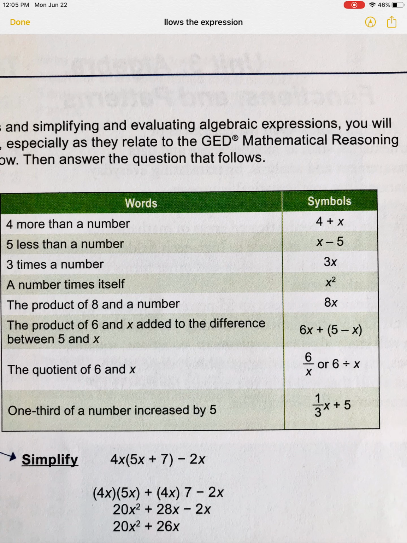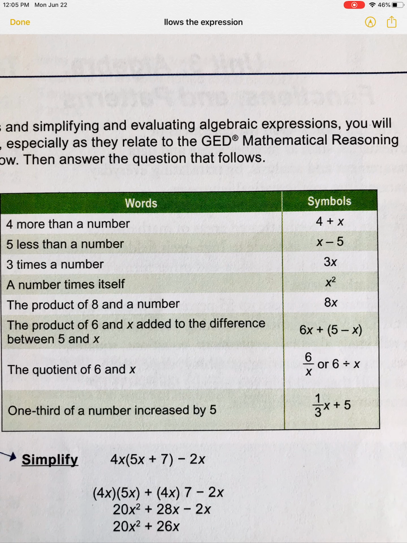Quotient is just a fancy word for the answer you get when you divide. And you treat it the same way you did sum and difference. You go left to right. First is left, second is right. So the quotient of 6 and x is 6 divided by x. If I said the quotient of x and 6, that then would be x divided by 6.